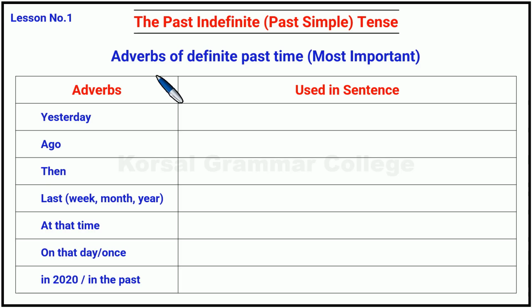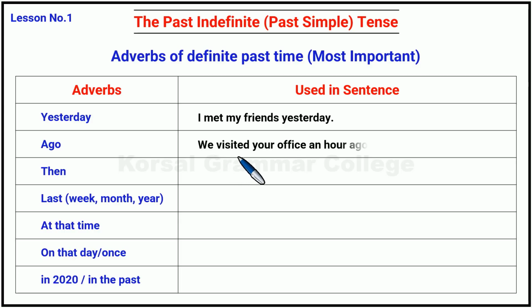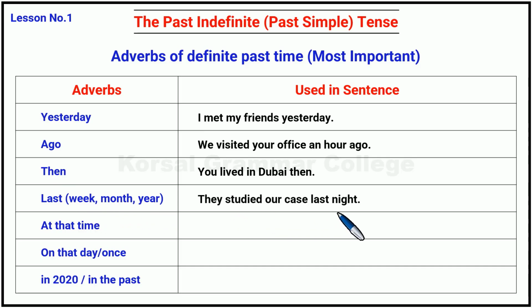Here are adverbs of definite past time that are most important. Let's illustrate them with examples. Yesterday. I met my friends yesterday. Ago. We visited your office an hour ago. Then. You lived in Dubai then, last week, last month, last year. They studied our case last night. At that time. He came to know about us at that time.